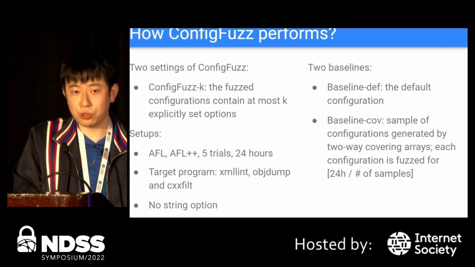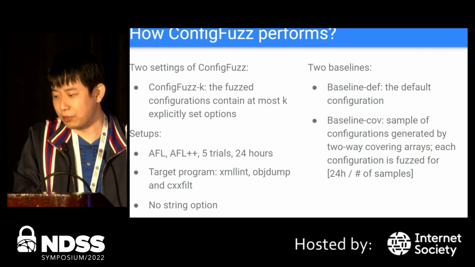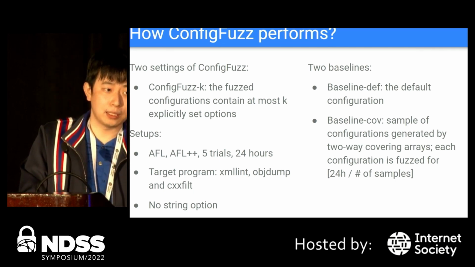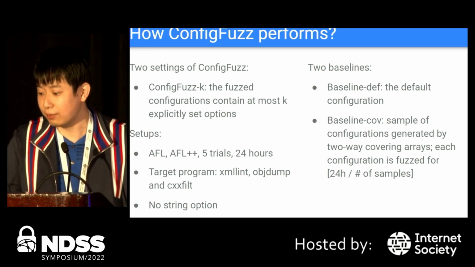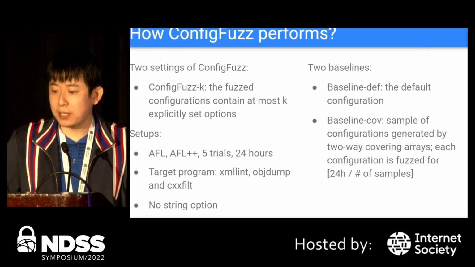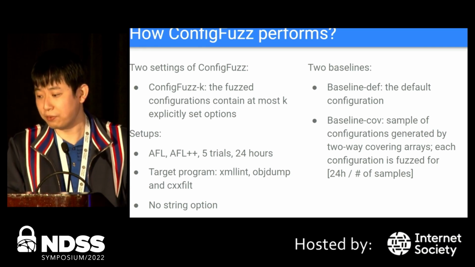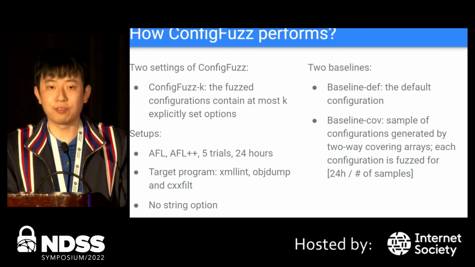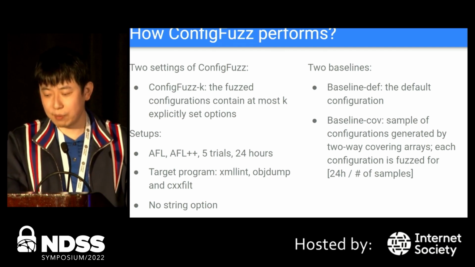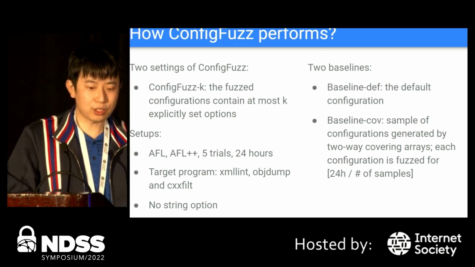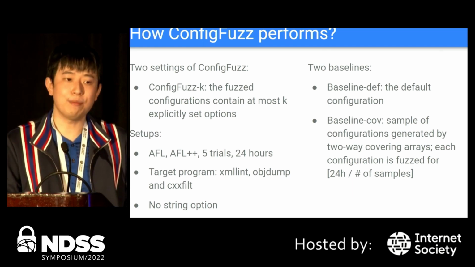We removed the string options from the configuration grammar, as in one of our baselines we use the sample approach, and sampling from the unbounded strings is just impractical. So there are two baselines we compare ConfigFuzz with. First is called baseline diff, where we use the default configuration of the program, and second is baseline conf, where we take a sample of configurations generated by a 2-covering array, and we allocate equal time for each sample.